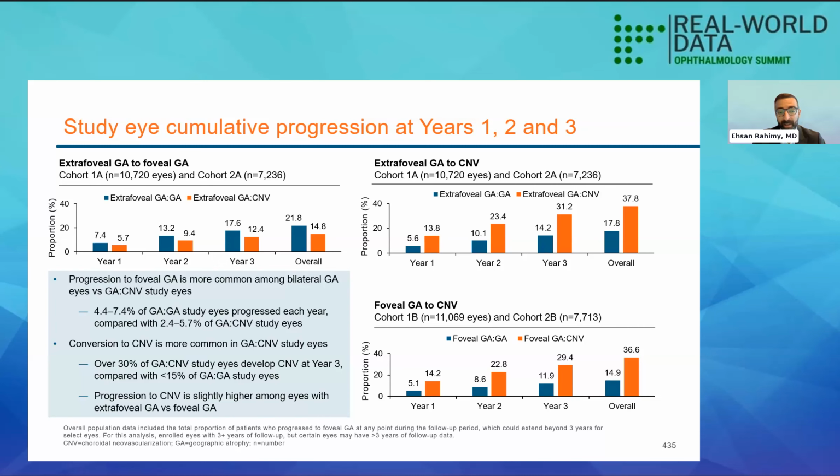On the right-hand side, we evaluated for progression from extrafoveal and foveal GA to new onset CNV in the study eye. And not surprisingly, conversion to CNV in the study eye was more common in eyes with CNV in the fellow eye already. Over 30% of these eyes developed CNV by year 3, compared to under 15% of eyes in the bilateral GA cohort. Also, you can see that progression to choroidal neovascularization was slightly higher amongst eyes with extrafoveal versus foveal GA.